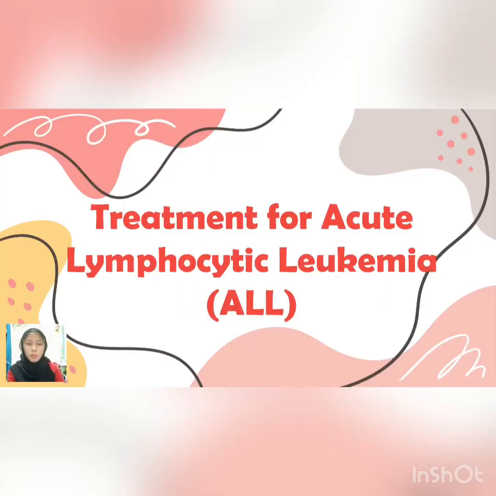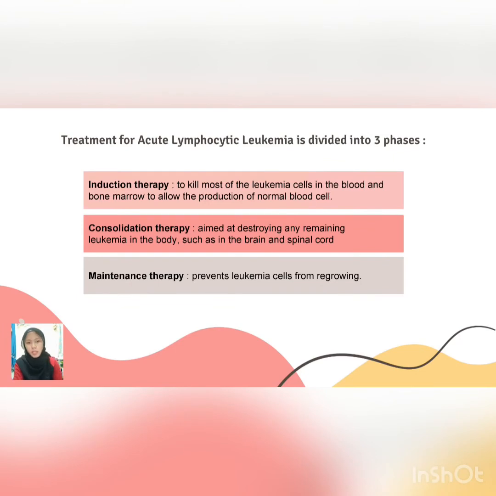Then, the treatment for acute lymphocytic leukemia. Treatment for acute lymphocytic leukemia is divided into 3 phases, which are induction therapy, consolidation therapy, and maintenance therapy. The induction therapy is to kill most of the leukemia cells in the blood and bone marrow to allow the production of normal blood cells. Consolidation therapy aims at destroying any remaining leukemia in the body, such as in the brain and spinal cord. Maintenance therapy is to prevent leukemia cells from regrowing.